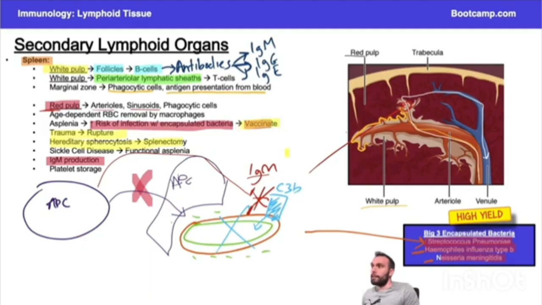You got to make sure they're vaccinated. Sometimes this vaccination schedule is actually even more aggressive than a patient that didn't have a splenectomy. And the same is true for sickle cell disease.